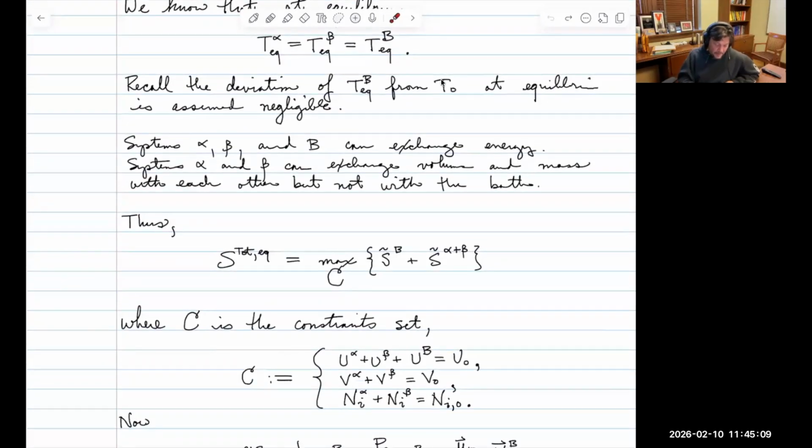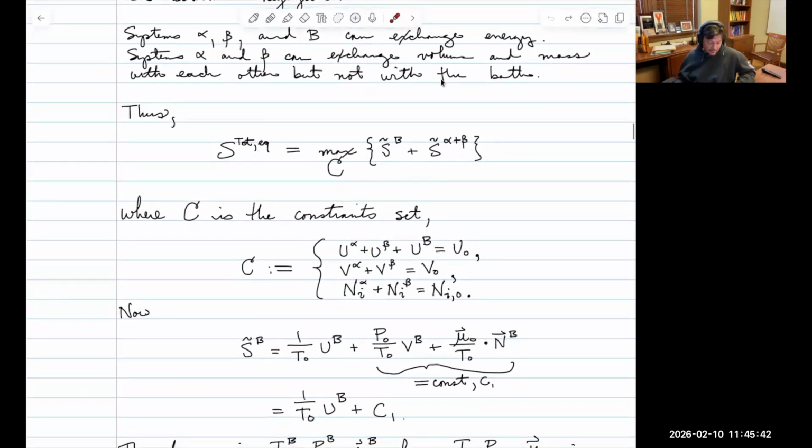So alpha, beta, and B can exchange a little bit of energy. So we're not saying that the energies are not changing. We're just saying that the amount that gets exchanged to the bath or from the bath is very, very small. Systems alpha and beta can exchange not only energy but volume and mass as well. It's just that alpha and beta don't exchange volume and mass with the bath. So keep that in mind.